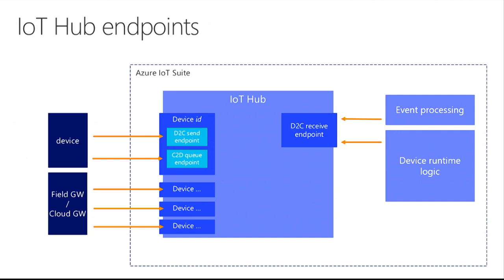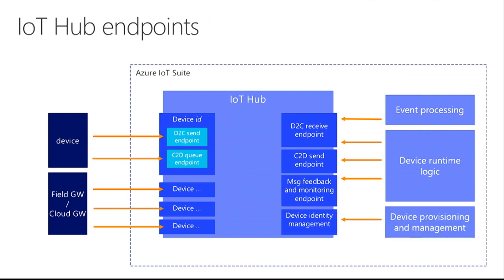On the backend side, IoT Hub has a receive endpoint for device to cloud messages, which is usually used by your event processing component and your device runtime logic. Your device runtime logic also interacts with the cloud to device send endpoint, which allows you to send messages to the devices, and also to your feedback and monitoring endpoint to make sure that the messages correctly arrive and implement retry logic where that is required.